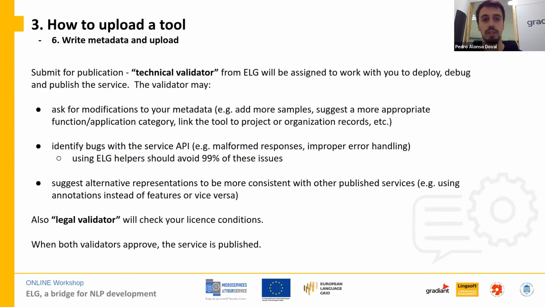So finally, once we have filled all this metadata, some validators of the ELG must accept the publication. There is a technical validator that will check API compliance, for example, and that everything works okay in the interaction with the platform. And also a legal validator that will check the license conditions to see that there are not any legal issues. And when this approval is done, the service is published and can be available in the ELG platform.